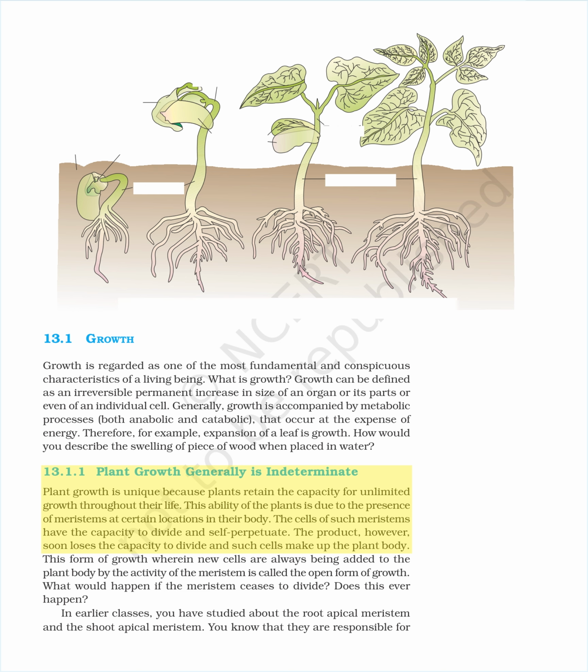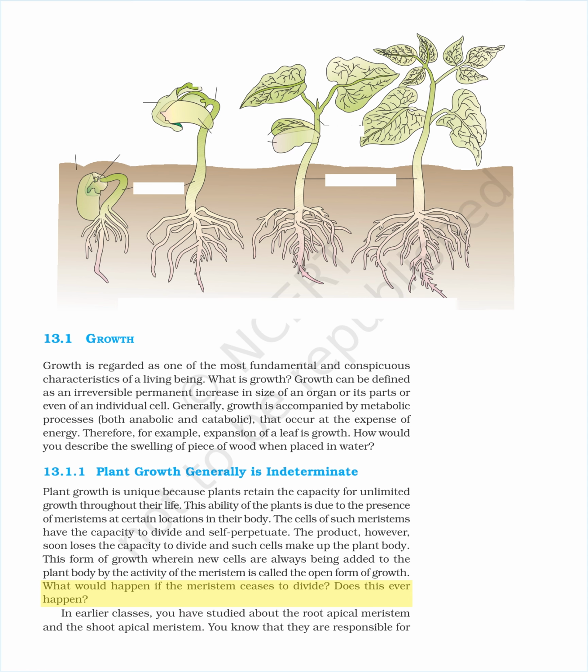13.1.1 Plant growth generally is indeterminate. Plant growth is unique because plants retain the capacity for unlimited growth throughout their life. This ability of the plants is due to the presence of meristems at certain locations in their body. The cells of such meristems have the capacity to divide and self-perpetuate. The product, however, soon loses the capacity to divide and such cells make up the plant body. This form of growth, wherein new cells are always being added to the plant body by the activity of the meristem, is called the open form of growth.